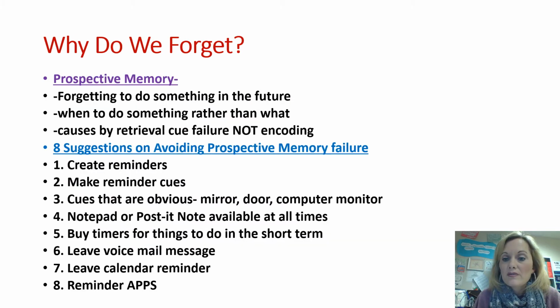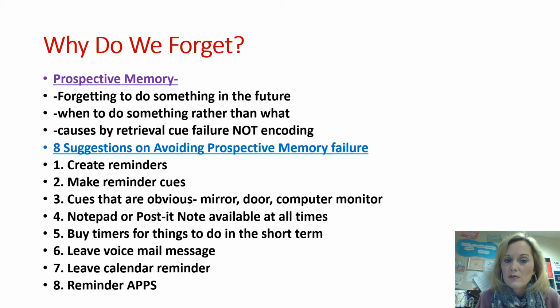Now, why we forget, one of those is prospective memory. We often forget things we have to do in the future, okay? And it's caused by retrieval cue failure, but not encoding, okay? So there are some things that we can do. We don't have the cues. If you can't remember that you need to study for a test, because that's something to do in the future, you need a cue to do that. So write a sticky note, write reminders. There are 8 suggestions that they talked about for trying to remember to do things.